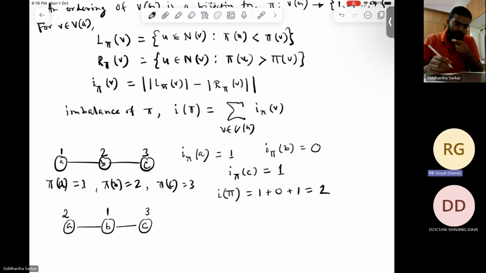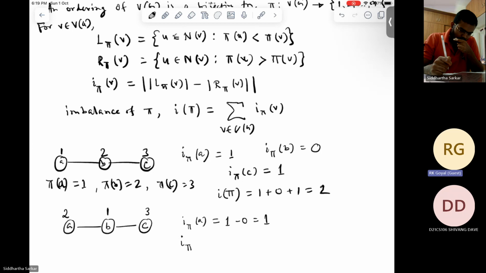So now the value of I pi of A: the value of L becomes equal to 1, and the value of R becomes equal to 0. So this difference comes out to be 1. It's the same. But if I could have done this in a different way, no.